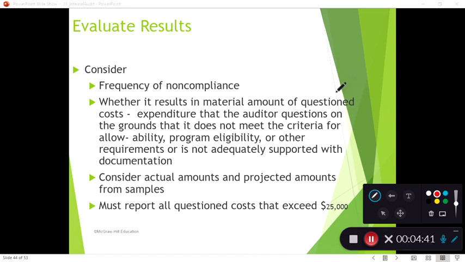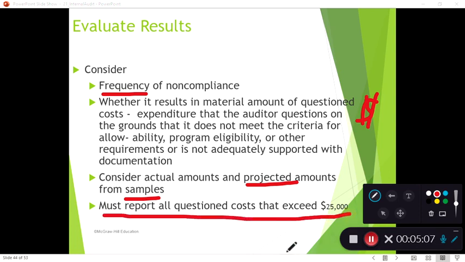Okay, and then how to evaluate results: frequency, magnitude. Right, so how often is it occurring? What's the magnitude of it occurring? If you're doing sampling, then you have to project that amount just like you would do in regular audits. But the one difference here is they do define a minimum materiality of $25,000. Any costs that are above that have to be reported, whereas obviously with a regular audit, there's no requirement that has a specific dollar amount.